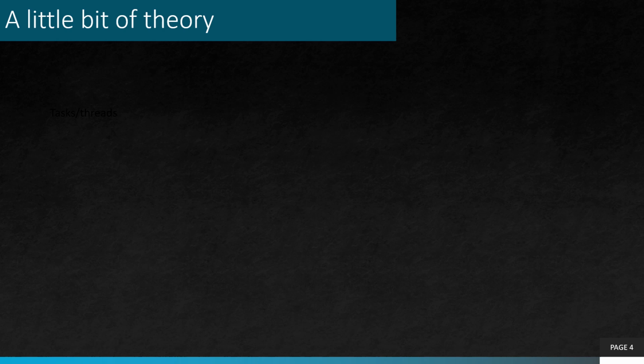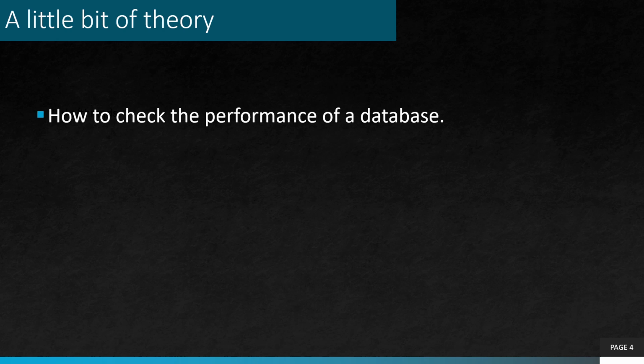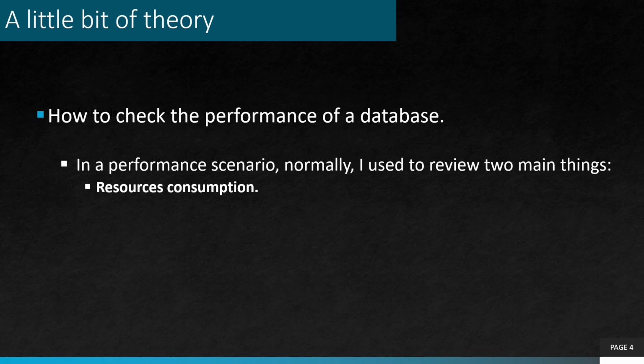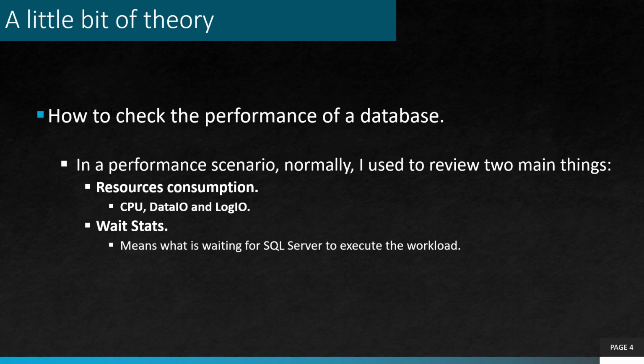Well, let's get started. But how do we check a performance issue with one database? Well, you know that we discussed multiple things about it previously, but I think that we need to review two main things. The first thing is resource consumption, because it's important to know if the main consumption is CPU, DataIO, or LogIO. After it, we are going to review the wait stats, because the wait stats show what SQL Server is waiting for to execute the workload.